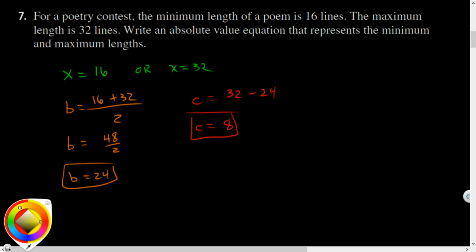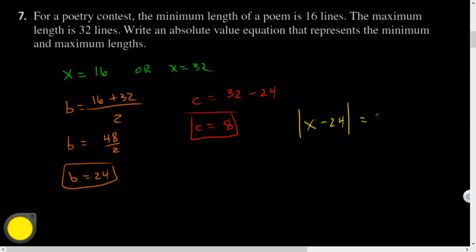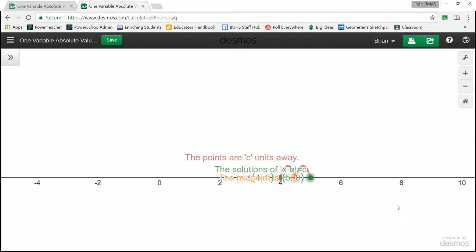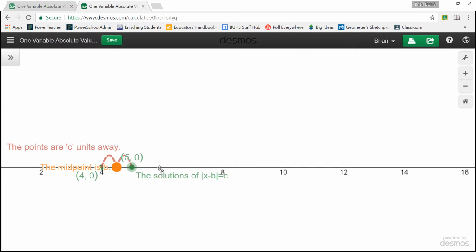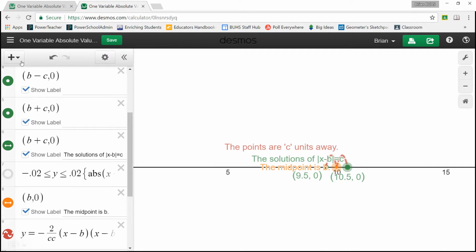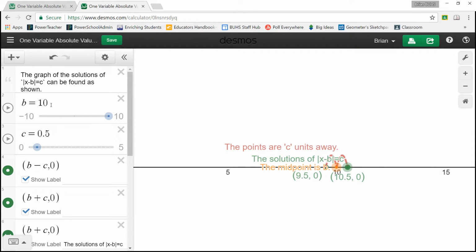And so I'm expecting my equation will be of the form abs x minus 24 equals 8. Right? Let's see what this looks like here. I'll have to zoom way out. So I drag this all the way. Oh no, I've got a max value. That's awful. I've got all sorts of equations I was writing here.